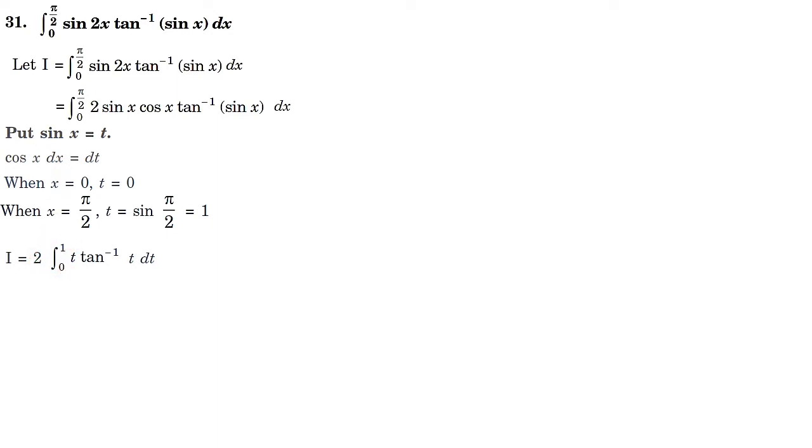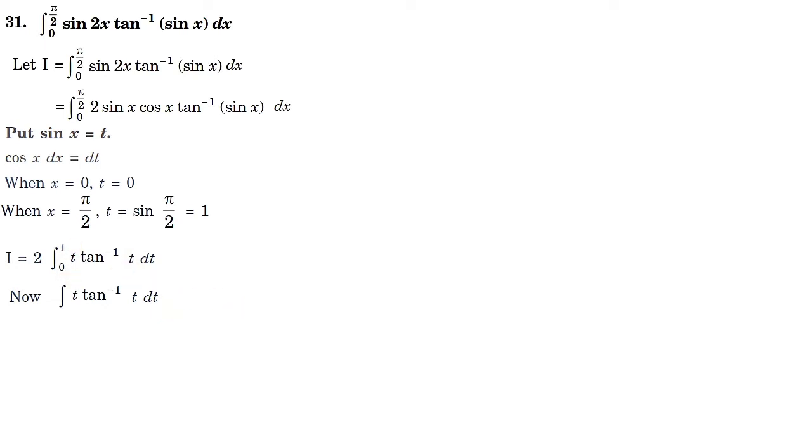Here the substitution should be done very carefully. Sin x is t, so that is substituted. Then cos x dx is there, that is dt. Then tan inverse is written of sin x, and sin x is t, so tan inverse t dt. Then the integral of t into tan inverse t, this portion we will take and do the integration. Then we will move to applying the limits.